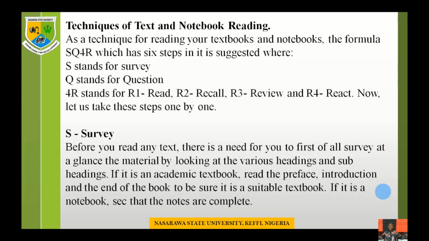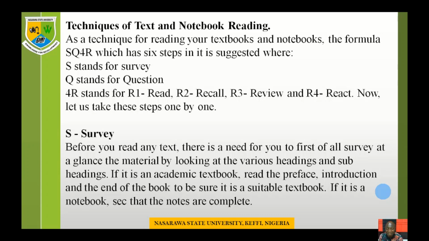R1, you are expected to read what you have before you. R2, you are expected to do some recalling of what you have read before. R3, do a review of what you are reading. And R4 means react. Our reactions can come in different forms. Sometimes our reactions can come in form of demonstration, practical, and so on and so forth, depending on the course involved.